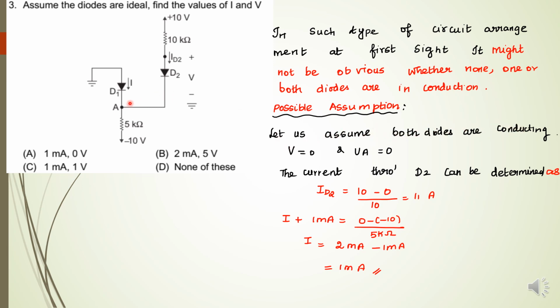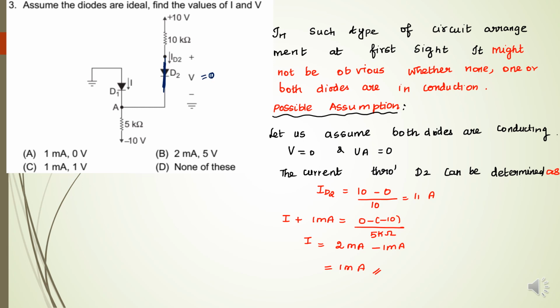So V is equal to 0. This diode is conducting, which means the ground potential comes to this point. So this is 0. And if this diode is conducting, it is an ideal diode, so it is conducting and acts as a short circuit. So V is equal to 0.